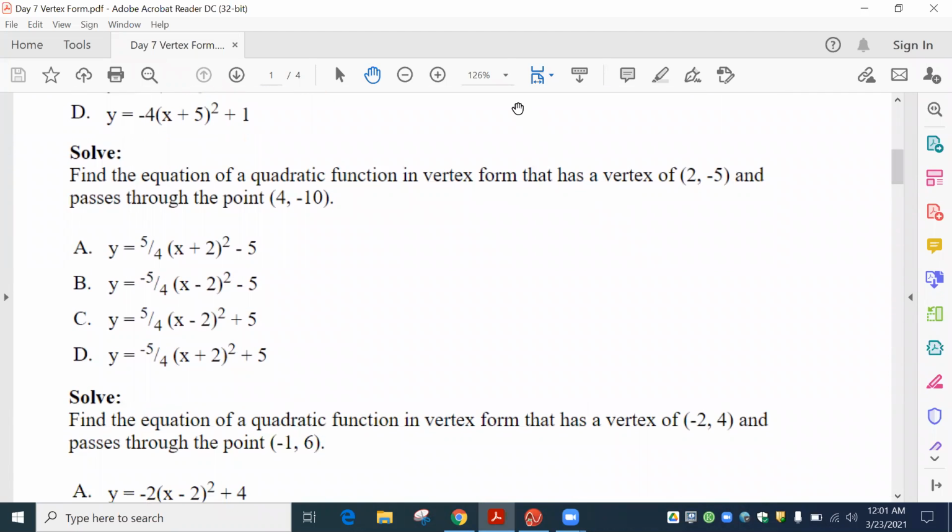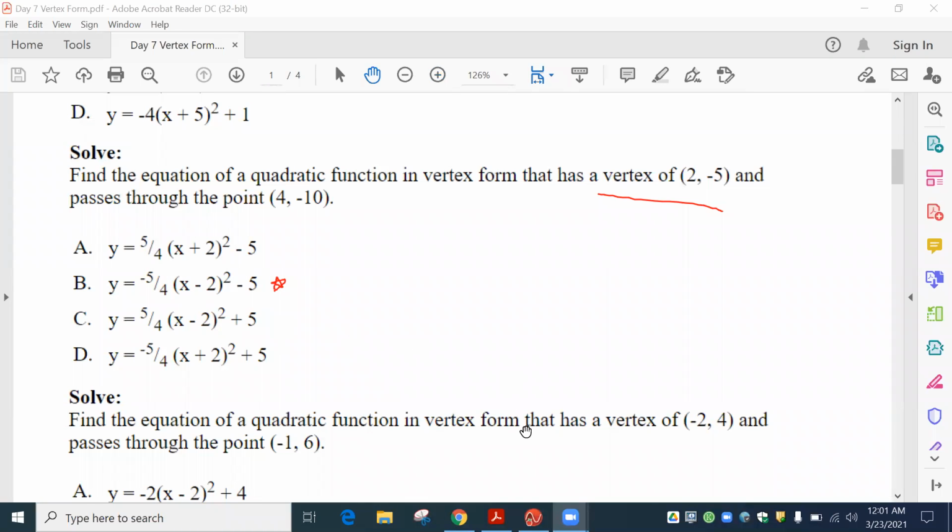All right, so once again, they give us the vertex. So 2 would actually become a -2, so it's one of these two. And then the -5 for y just stays -5. So the only one that flips is the one that's in parentheses. So I think it's B. So let's go type this in.